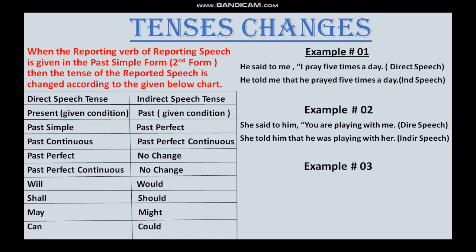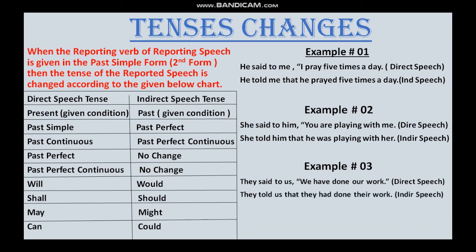From the example you see here, in the third example they said to us, we have done our work. So it is present perfect tense, and if we are given the second form in the reporting speech, then we change present perfect into past perfect. Okay students, from the examples it is very clear to you.